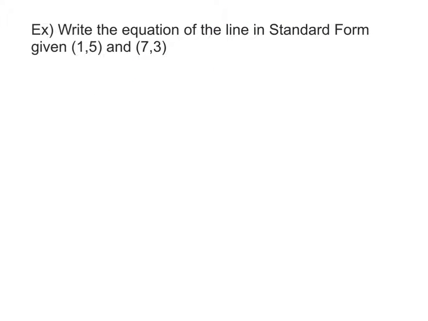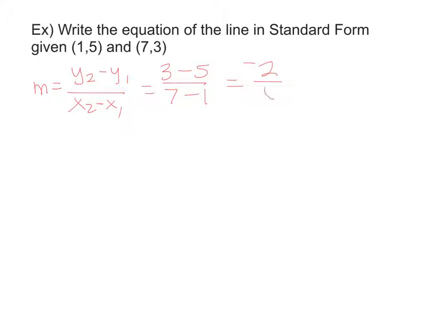Okay, with the next one, write the equation of the line in standard form given (1, 5) and (7, 3). First thing, we're given 2 points, so we don't have our slope, so we need to find the slope. So my slope, if I review a little bit, is y2 minus y1 over x2 minus x1. Okay, when I plug that in, that'll be 3 minus 5 over 7 minus 1, which equals -2/6, which is -1/3.